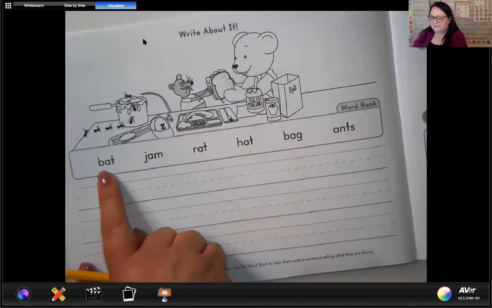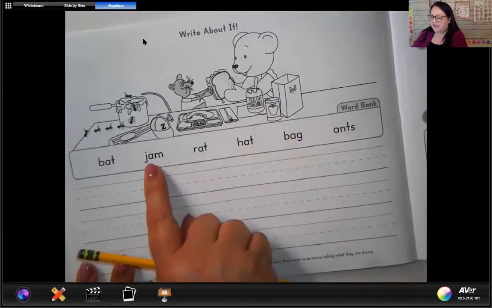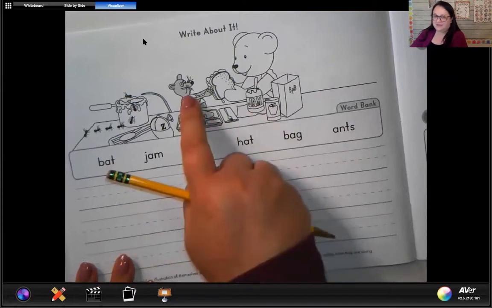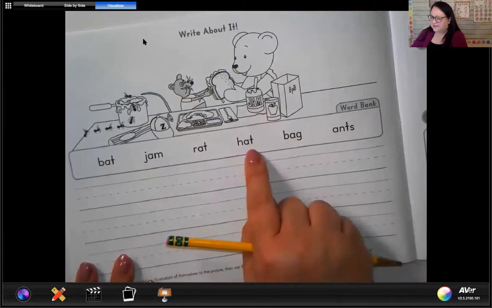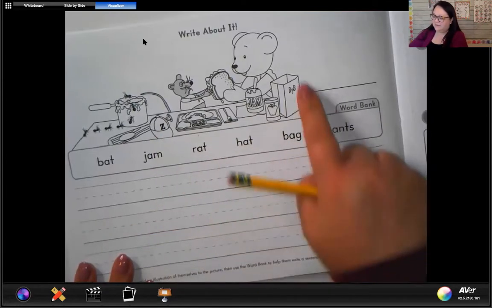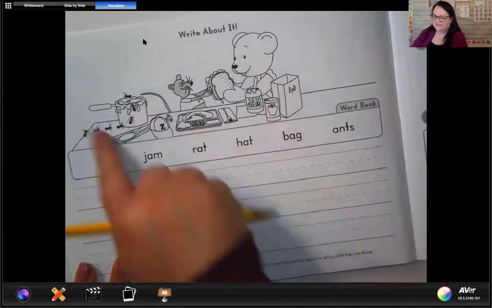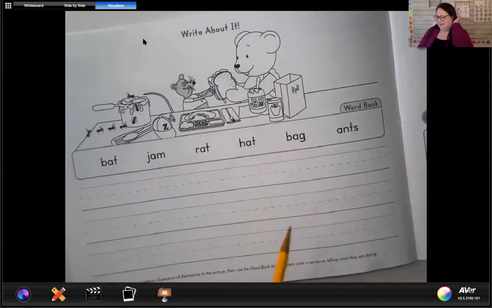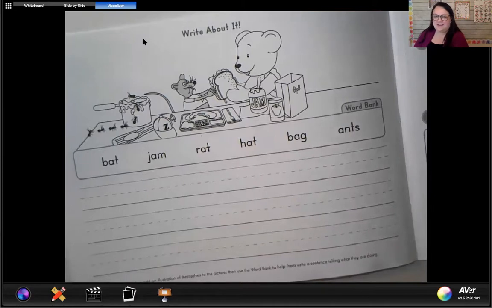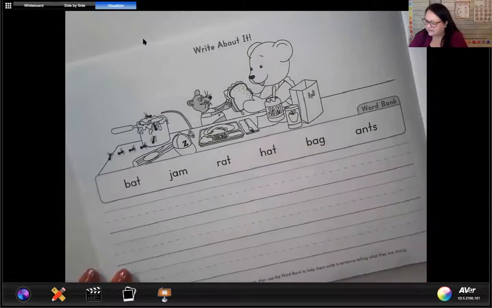Bat, so that must be talking about this baseball bat. Jam, there's Jam. Rat, and we know Zach is a rat. Hat, there's the hat. Bag, here's the lunch bag. Ants. Ooh, we see those icky ants all over that pot. That's yucky. That's what happens if we leave food out. Sometimes the sugar ants come and they get all over our stuff. Yuck. All right, so we are going to figure out a sentence to write.